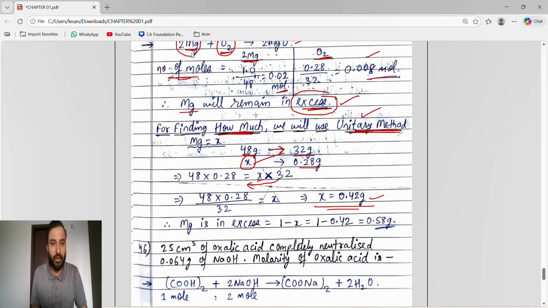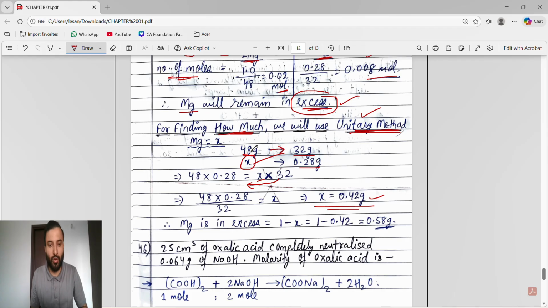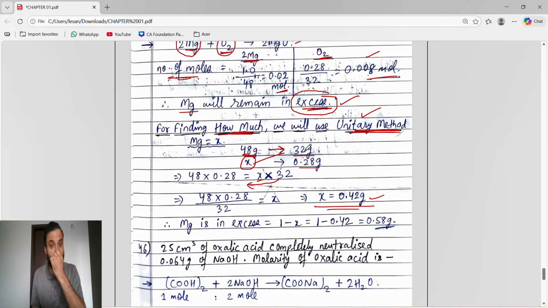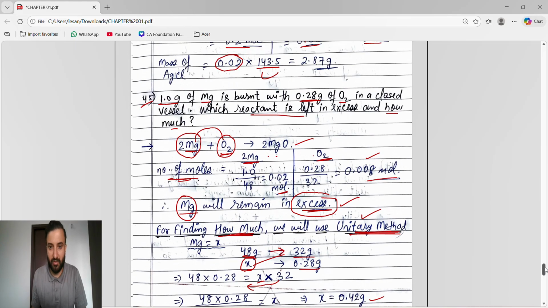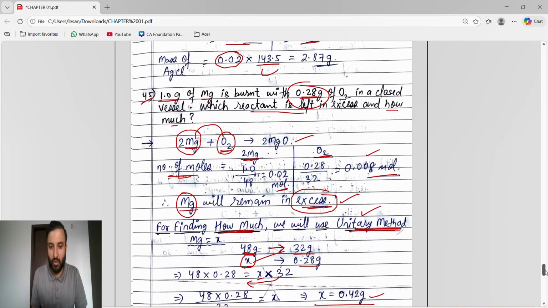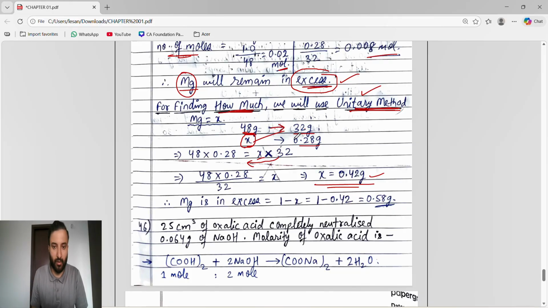Unitary method means we'll see here, 2 Mg means 48 gram, from the atomic mass, so 48 gram Mg, 2 Mg means 48 gram, plus O2. So 48 gram Mg gives 32 gram O2. So which is in excess? Mg. So how much Mg reacts with 0.28 gram of oxygen, which is given in the question, 0.28 gram of O2? So we'll use the unitary method, the cross multiplication, and then we will get this much. Understand, 48 gram of Mg reacts with 32 gram of O2.